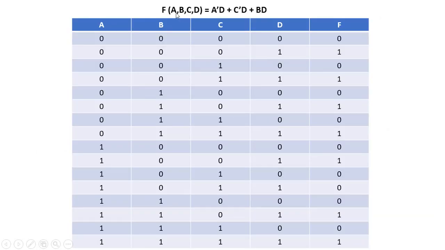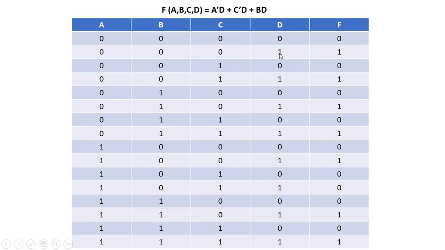So you have 4 variables, so you will have 2 raised to the power 4, or 16 combinations. A is the MSB and D is the LSB, and this is our function output. Wherever D is 0, the terms containing D will also become 0. So wherever D is equal to 0, you will get output as 0 only.